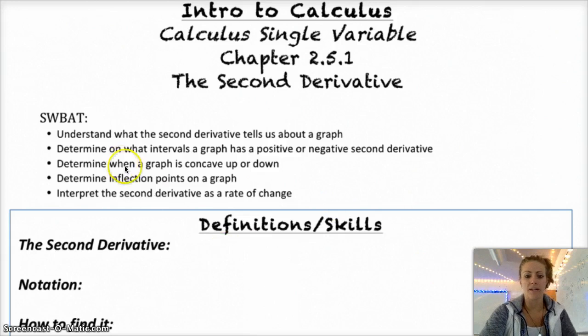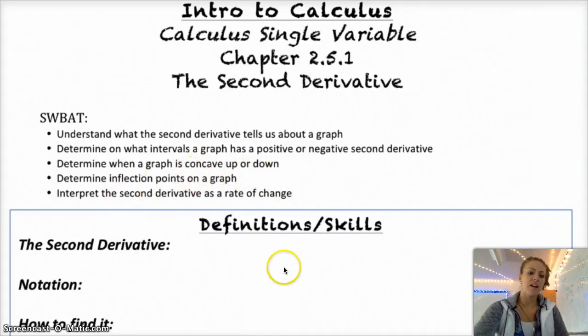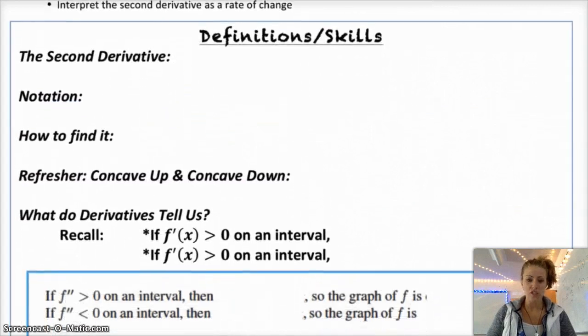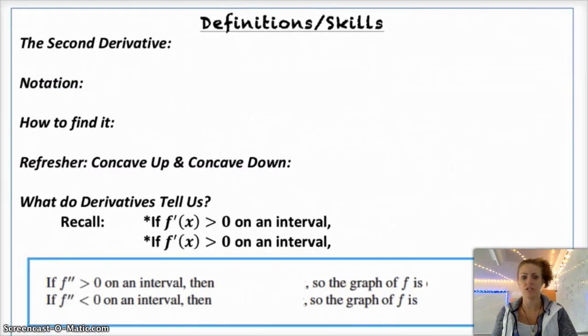We're going to talk about what an inflection point is, because if you haven't heard that term before, you'll hear it a lot in calculus. And then whether the graph is concave up or concave down, and then interpreting the second derivative as a rate of change. Okay, so we're going to start with just the definition of the second derivative.